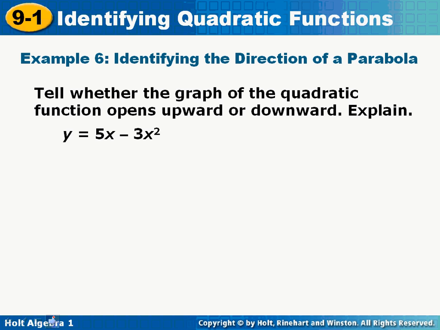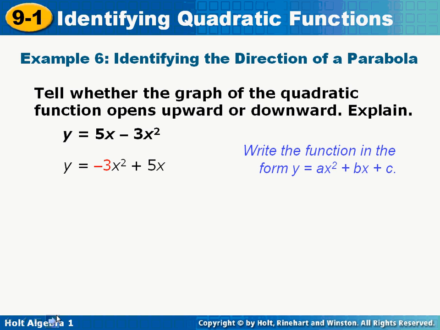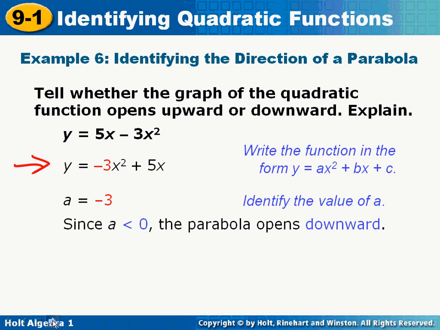Number 6, we're about halfway through, by the way. This one, I also need to rearrange into standard form. So here's my standard form. -3 is my A value. Since -3 is less than 0, the parabola is going to open down.